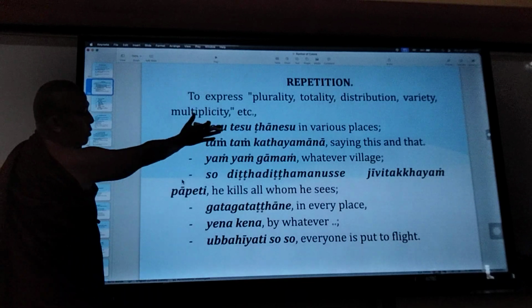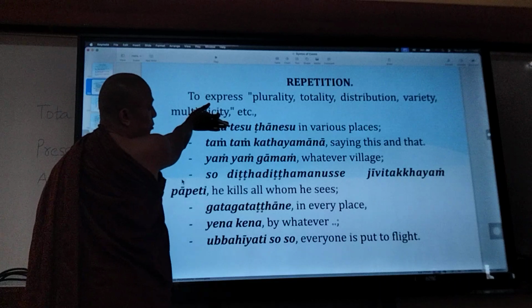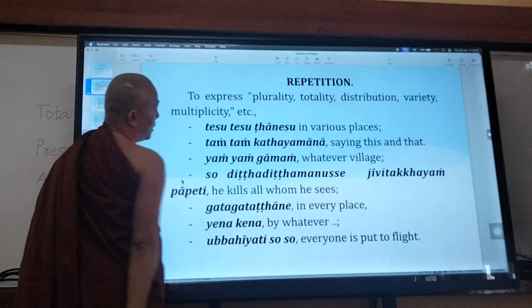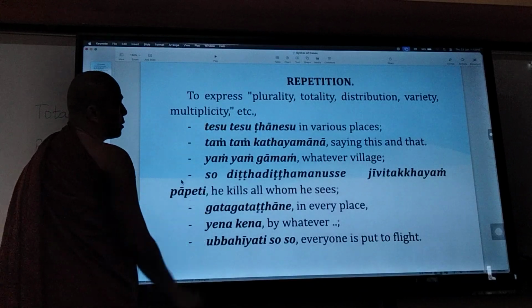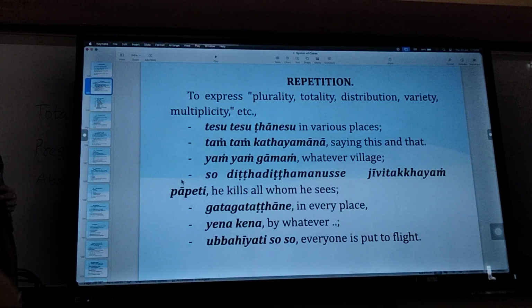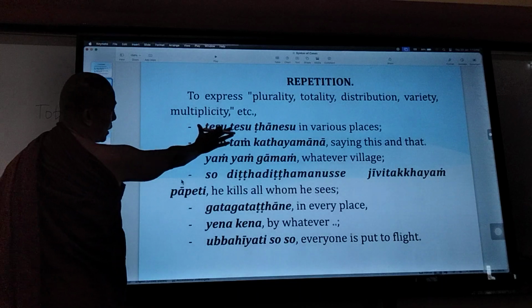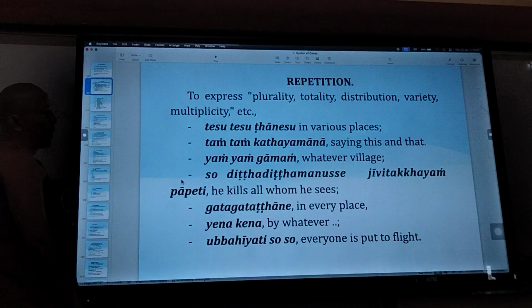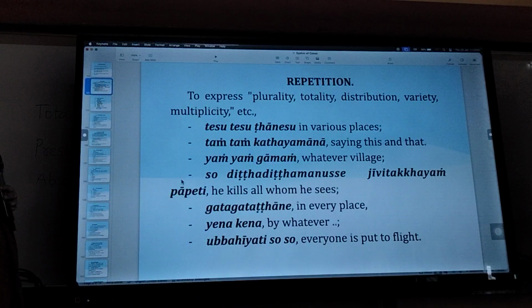So the first one as a single word desu in those places, but using twice desu in various places. So in this place and that place and so on. So as a result of the repetition, so to refers to plurality or variety here in various places.